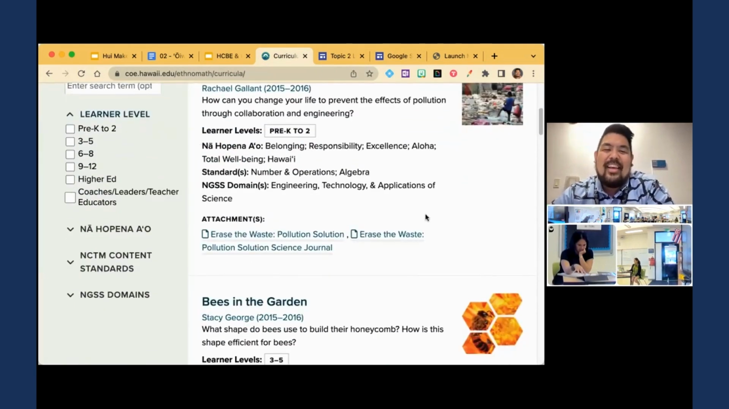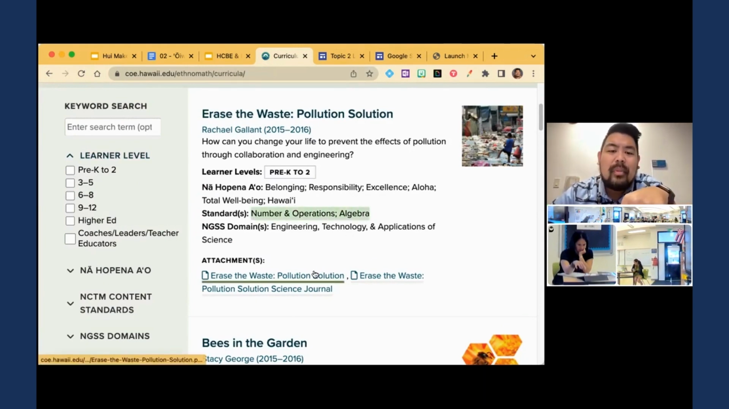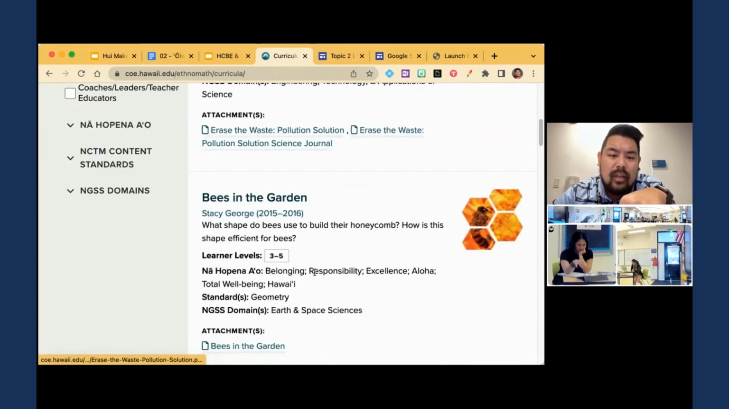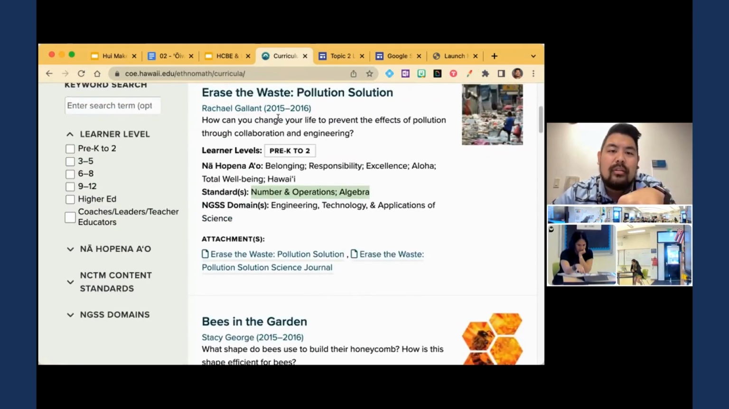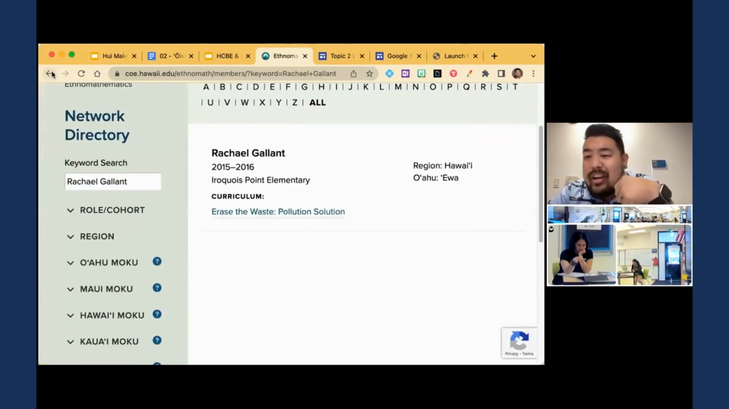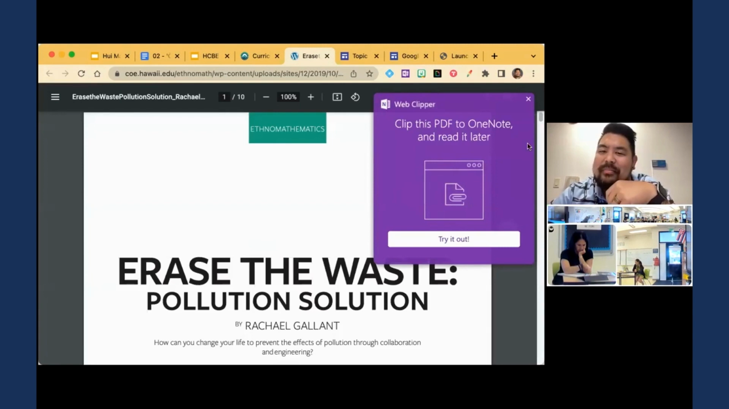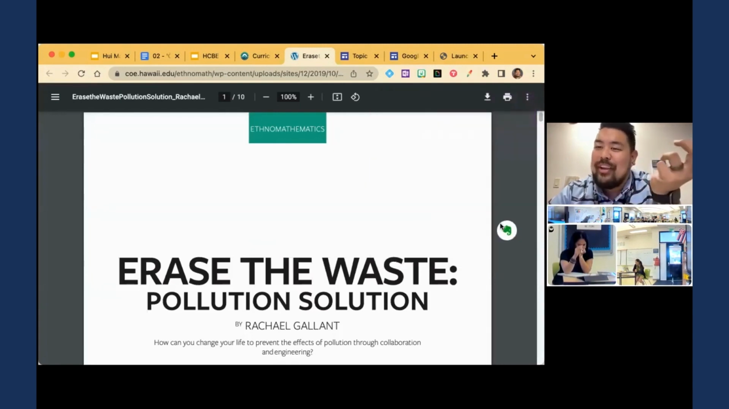Oh, okay. And then, if you go through the website, let me just look at this very first one. Rachel Gallant produced this Erase the Waste pollution solution, preschool to 2nd grade. You can see that it talks about number operations and algebra. You can see all the attachments. And you can contact the teachers. All of their emails are there as well. So if you're unsure or you want to adapt their lesson, you can contact them. That was the stipulation. They have to be readily available.